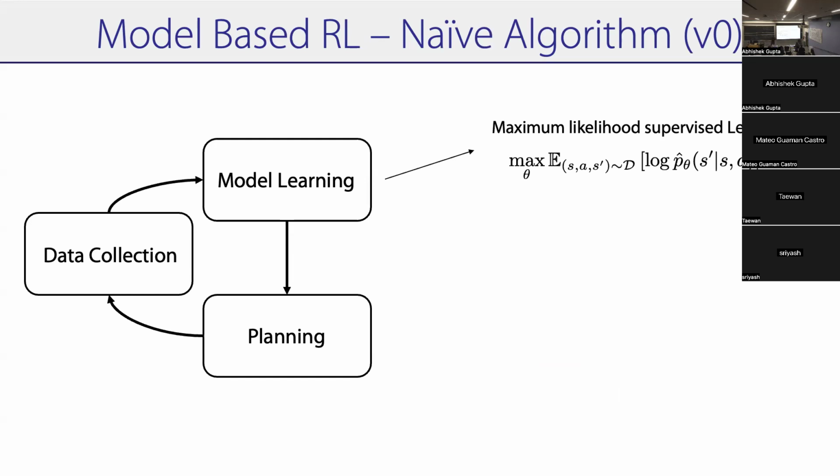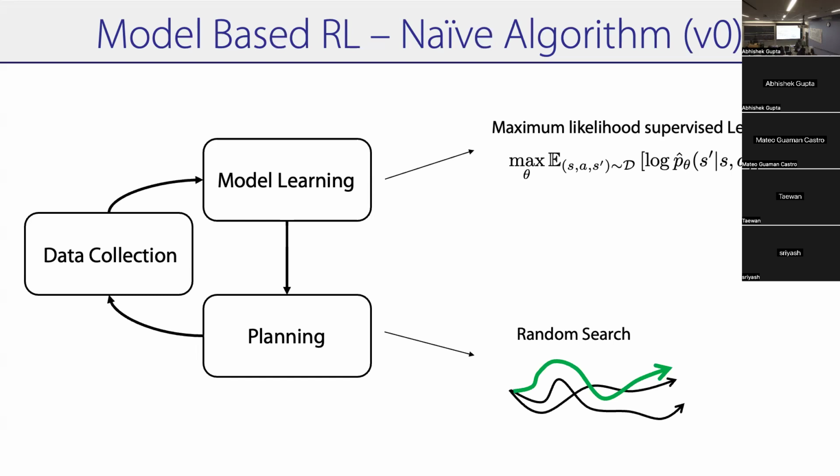What's the simplest thing you can do for planning? You're at a state, you have a model, you want to find which action to take in the world. That's what planning is. What's the simplest thing? Brute force, that's it. So you just do random search, right? You take your model, try a bunch of random actions, and pick the best one. That's all random search is going to be, right?